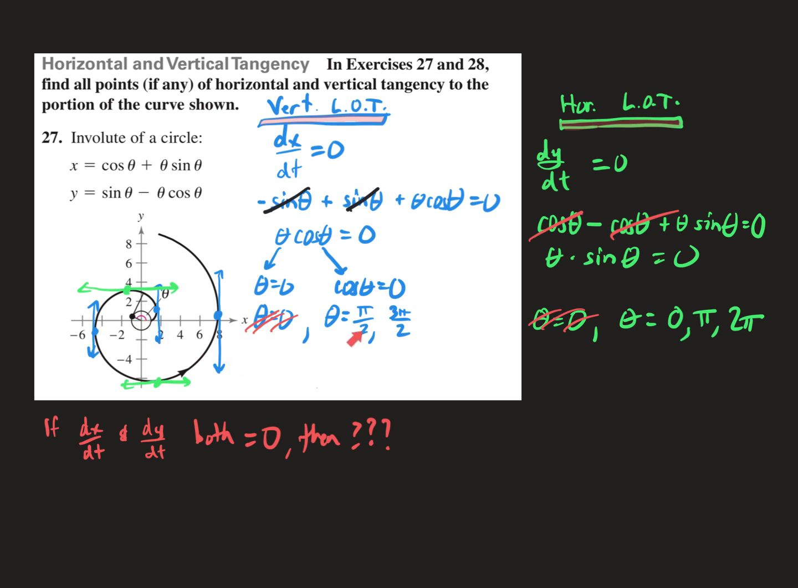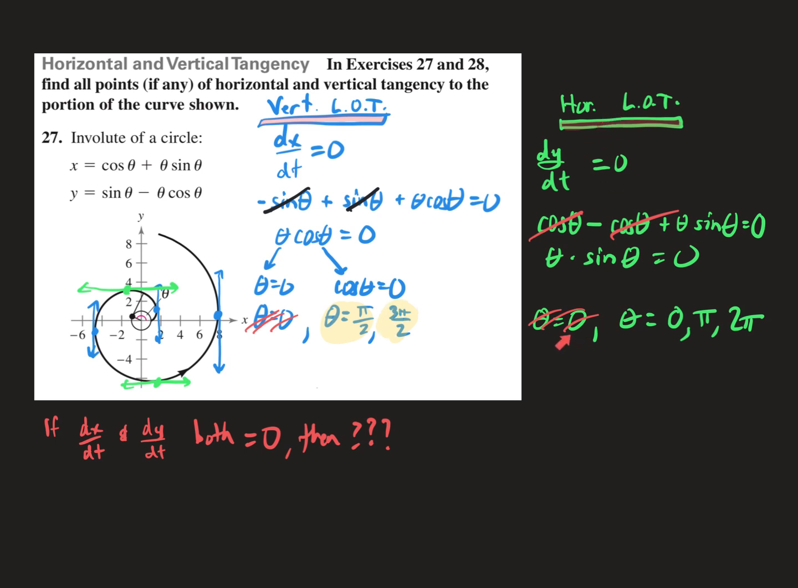Alright, so we'll check pi over 2. So dx/dt is 0 at pi over 2, dy/dt is not. So we've got ourselves our first vertical line of tangency. What about at 3 pi over 2? They're not both 0 at 3 pi over 2. We have another line of tangency that's vertical.